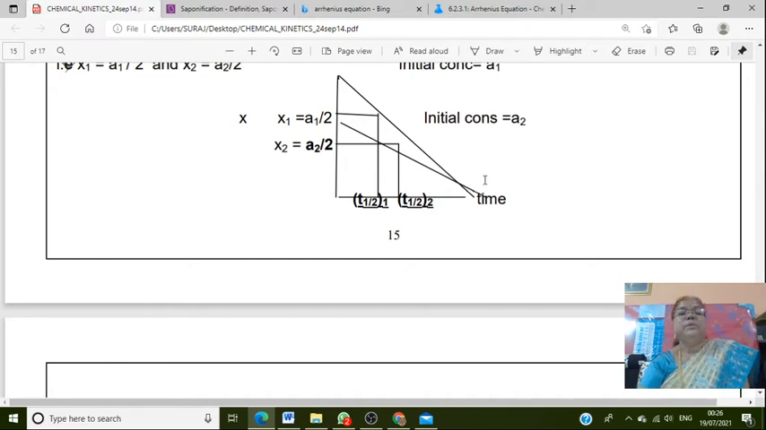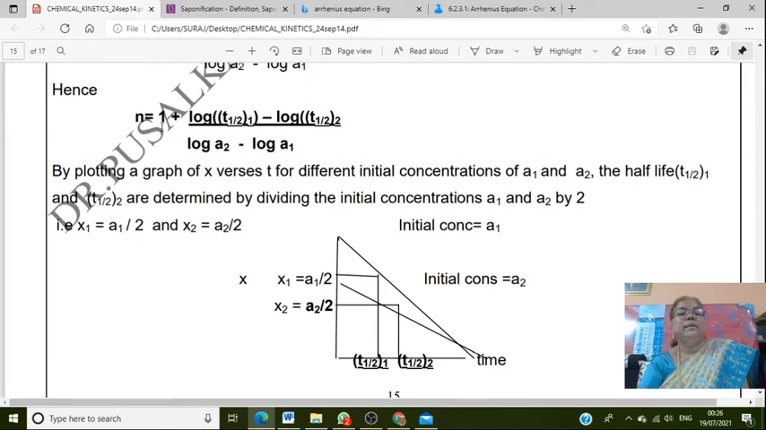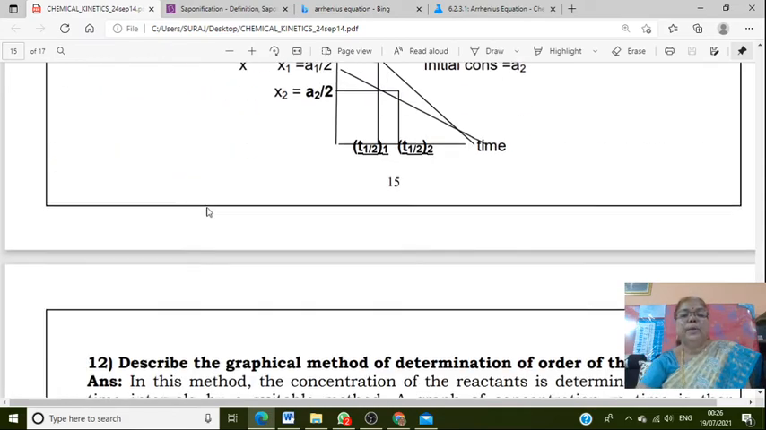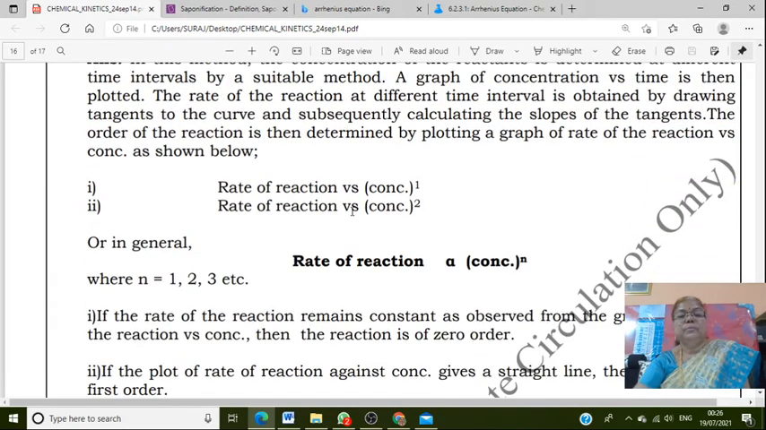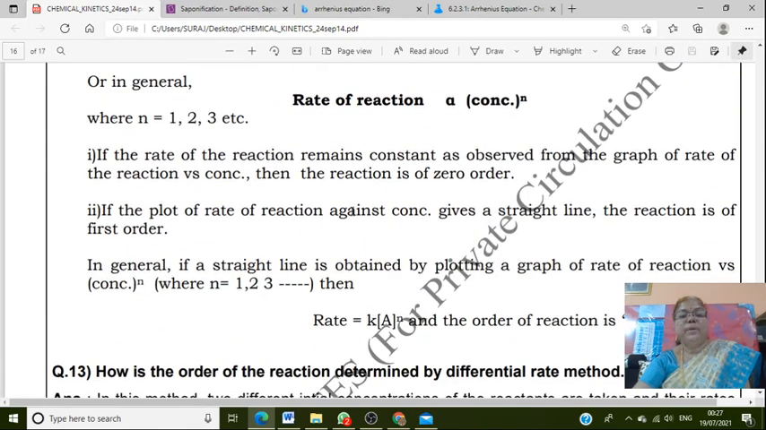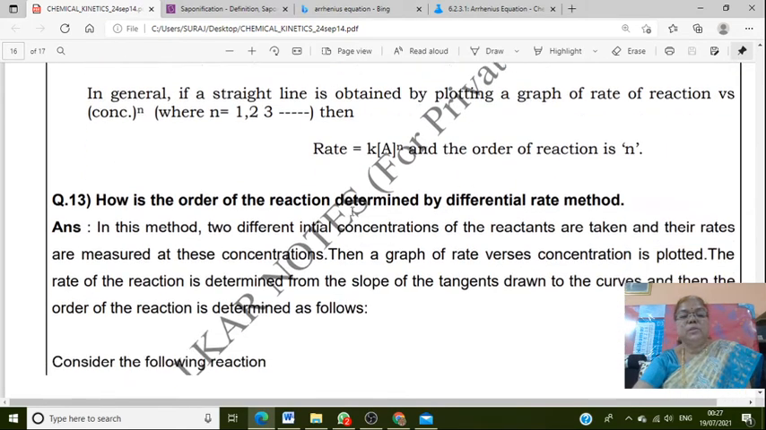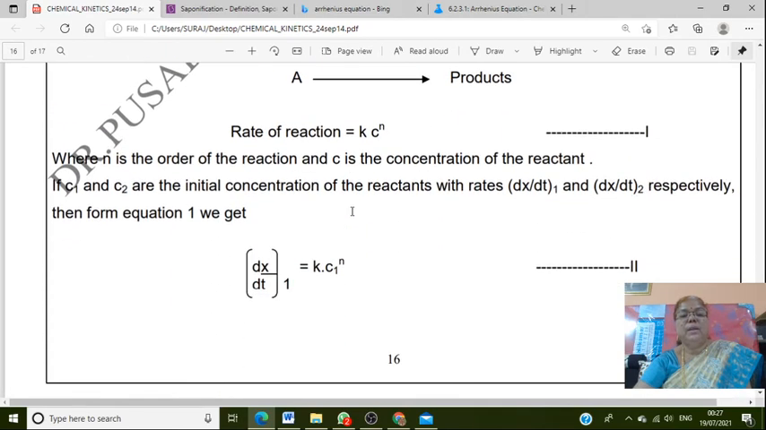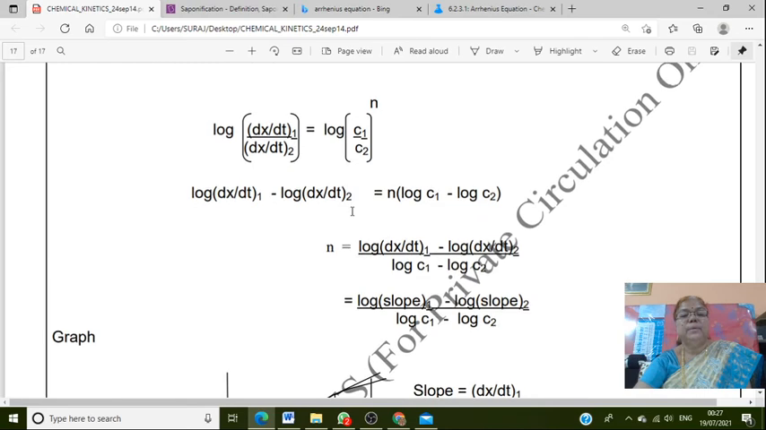Okay, and by using this formula, n equal to 1 plus log of time 1 minus log of time 2 divided by log of A2 minus A1, we can find the order of the reaction. That is, we determine the order of reaction by using the half-life time method. Okay. Then the graphical method you have already studied. Then the differential method, you have also studied.